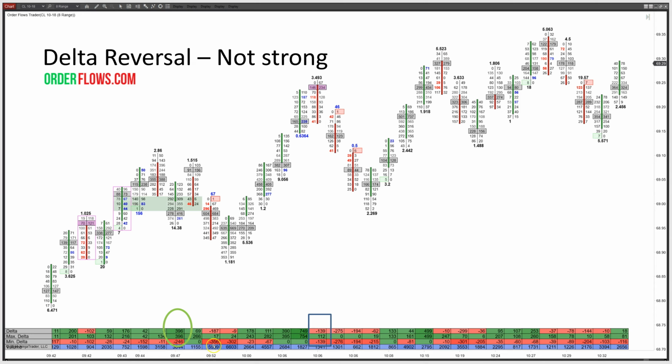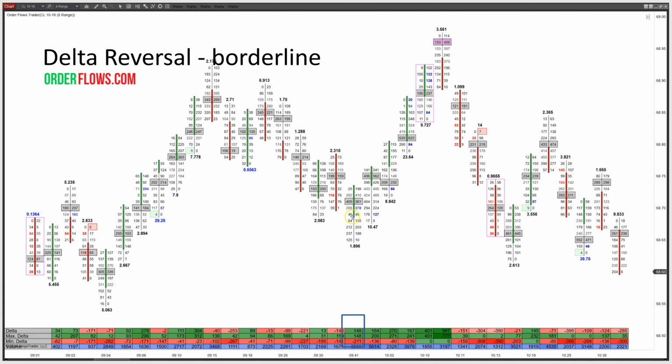Even here, you got 300, 356, 246, and it's just a shade too light. That's why I say, understand the market you're trading and make sure it's a strong enough number. Again, borderline, some people say, yeah, it happened here. Well, honestly, I sort of take this as a bit borderline.